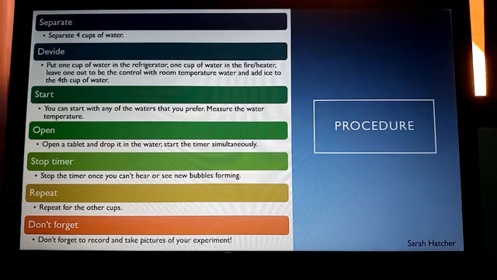So you can start with any of the waters that you prefer and measure the water temperature. Open a tablet and drop it in the water and start the timer simultaneously. If you don't start the timer as soon as the tablet hits the water, then it won't be accurate.